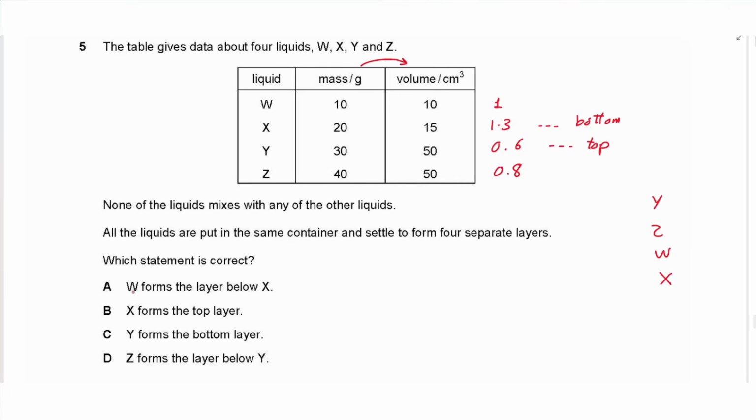So choice A says W forms a layer below X. No, W is above X, so it's wrong. X forms the top layer. No, Y forms the top layer. Y forms the bottom layer. No, X forms the bottom layer. Z forms the layer below Y. Yes, so the answer is D.